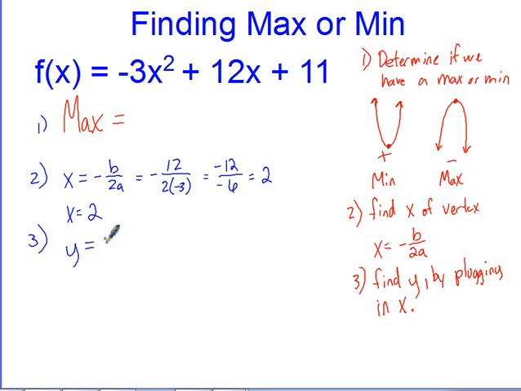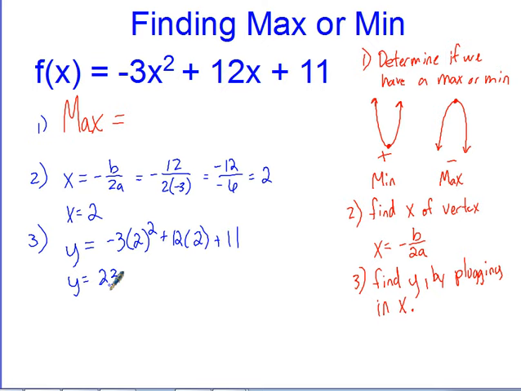So y is equal to negative 3 parentheses 2 squared plus 12 times 2 plus 11. Now I'm not asking you to do this in your head. You have calculators. So in your calculator, tell me what is all this. Is that 4, negative 12, 24 is 12, plus 11. Oh, I got it, 23. What do you get? 23? So y equals 23.